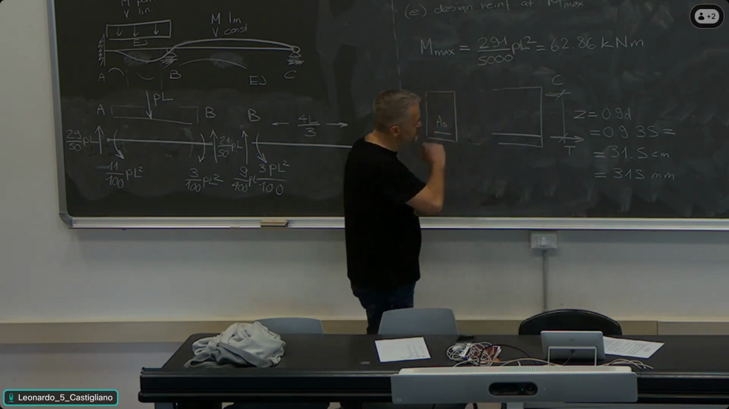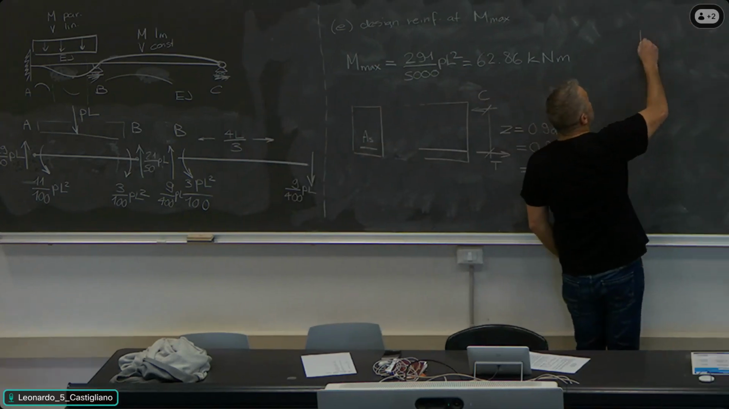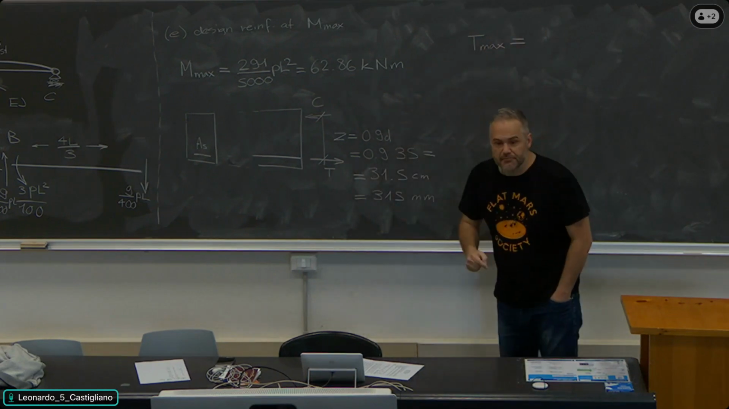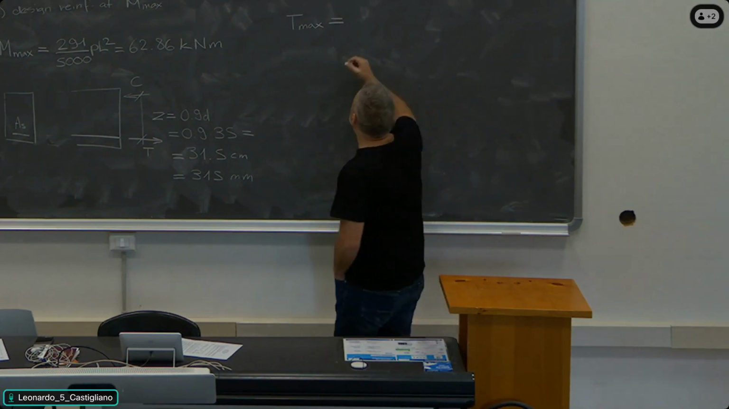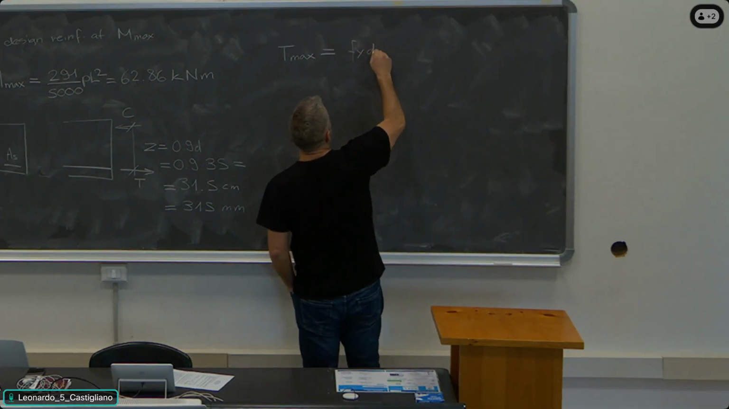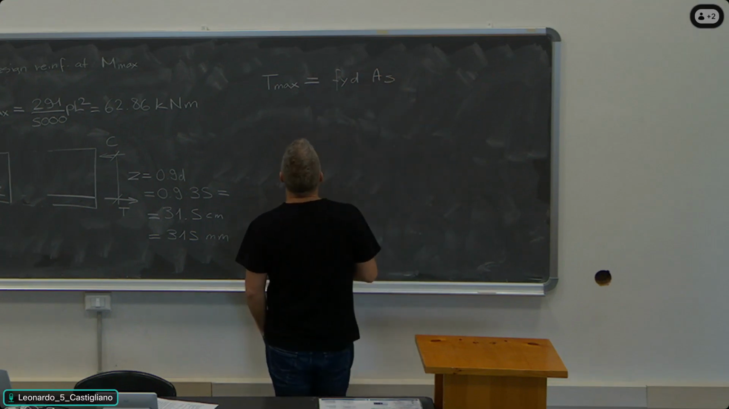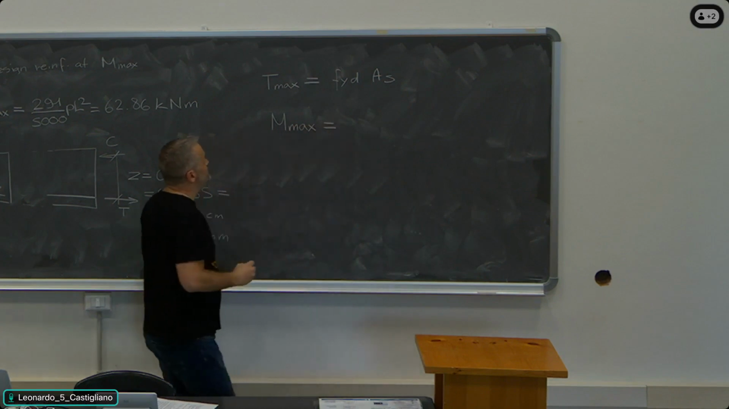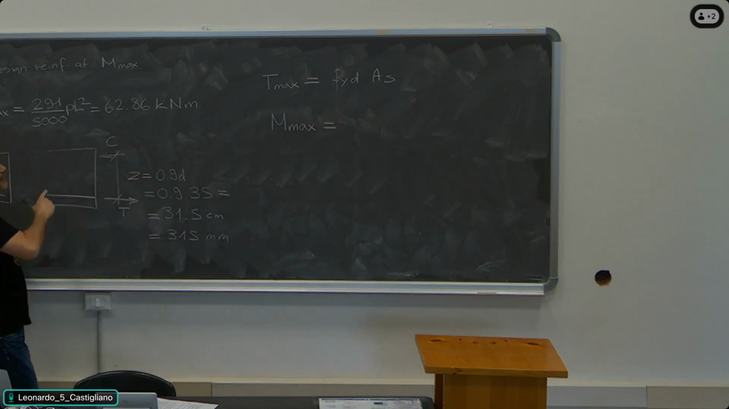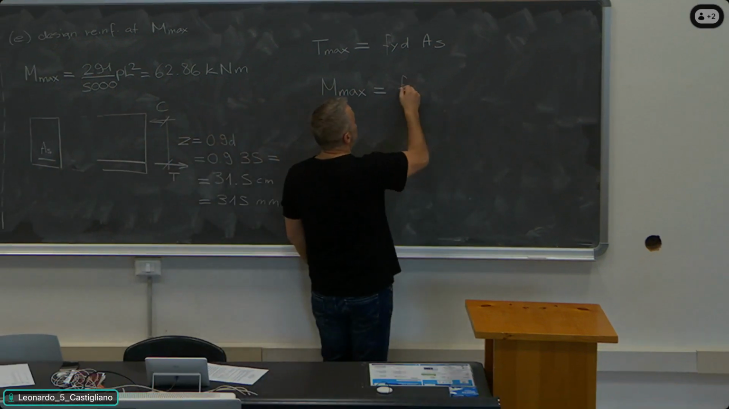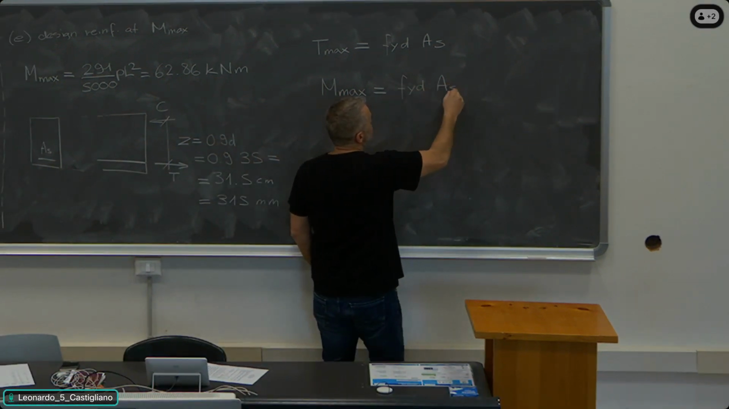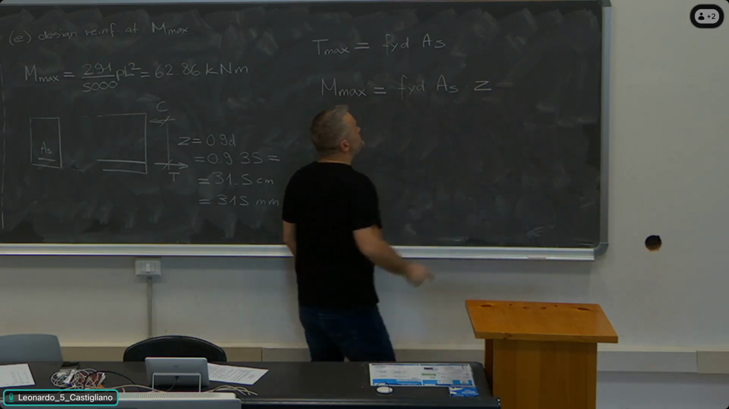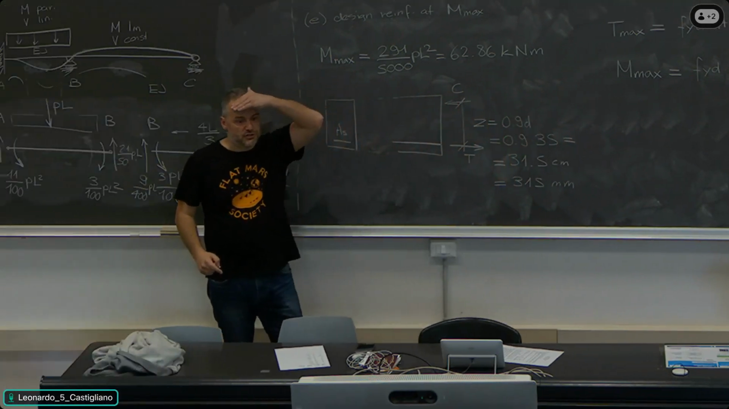Then, what is the maximum force the unknown reinforcement can provide? We know it's the design yield strength FYD times AS. So the maximum bending moment the reinforcement can provide is FYD times AS times the internal lever arm. This is a general equation.